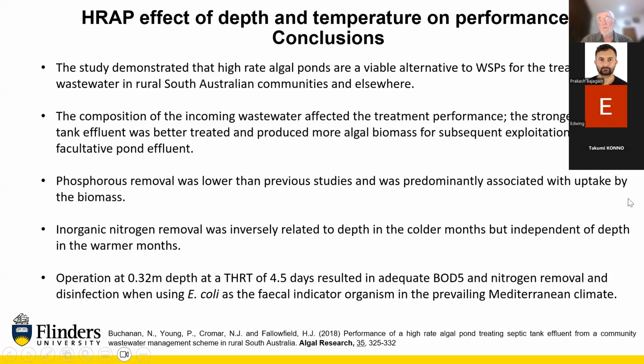Phosphorus removal, I think that's another research area that needs to be really investigated. I think we oversell phosphorus removal in algal systems, but that's another research question which we can talk about later. Inorganic nitrogen removal was inversely related to depth in the colder months, but independent of depth in the warmer months. And the recommendation was to operate the pond at about 0.3 meter deep in the conditions prevailing in our Mediterranean climate.